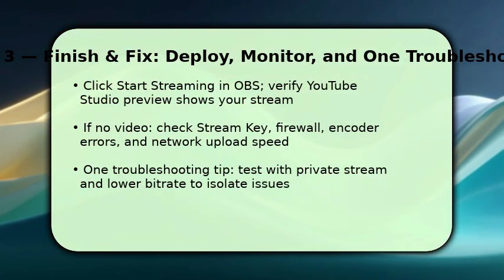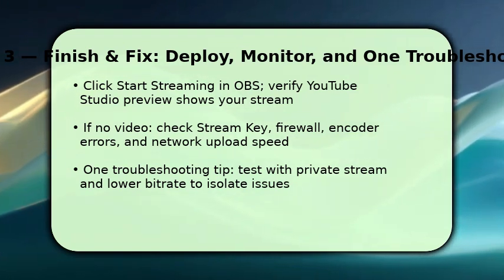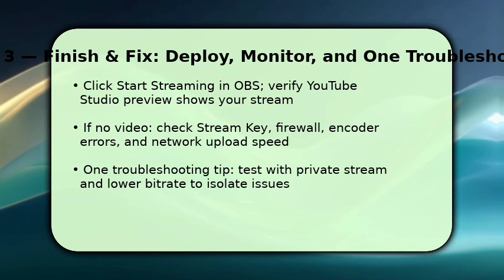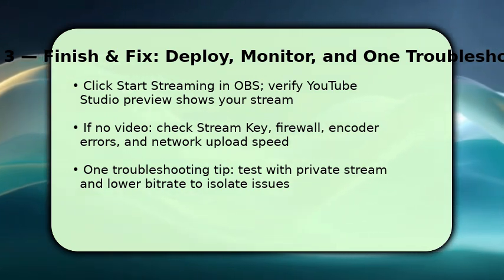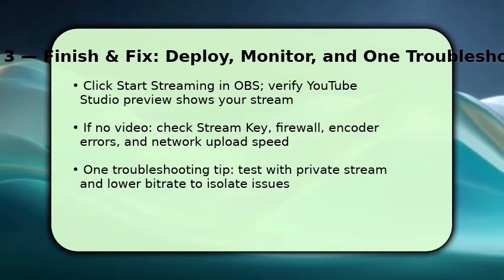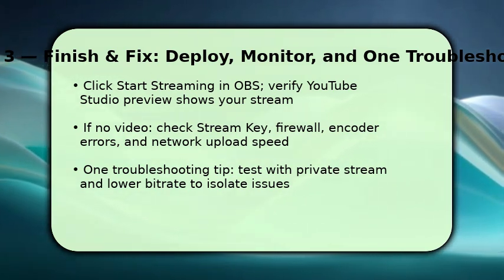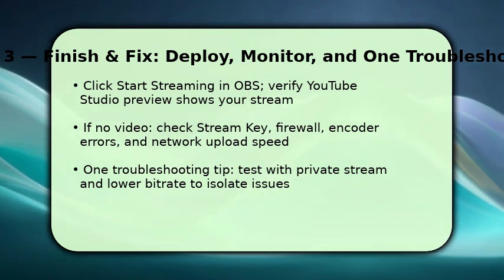To go live, click Start Streaming in OBS and then check YouTube Studio for the incoming preview. It may take a few seconds. If you see no video or errors, double-check the stream key, confirm your firewall or antivirus isn't blocking OBS, and look at OBS's log or stats for encoder warnings. Also run a quick speed test to ensure upload meets bitrate.